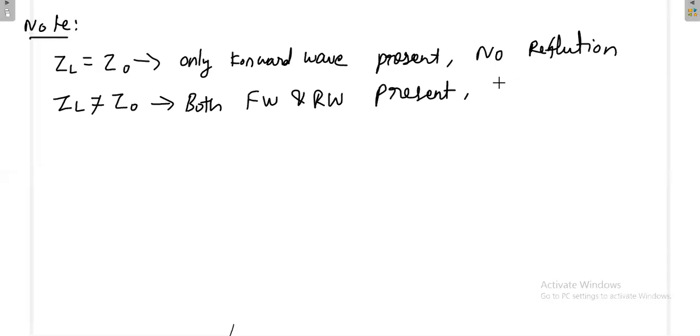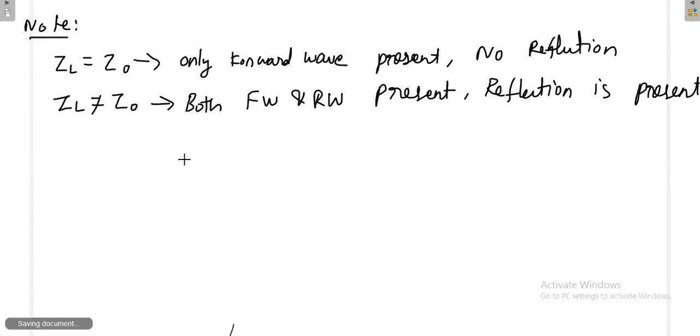Then what is the meaning of this one? Definitely reflection is present. So we have come to a conclusion. When load impedance is equal to Z0, only forward wave, no reflection. Otherwise, in all other cases, definitely reflection is there. But if reflection is there, we have to analyze the reflection coefficient and the standing wave. In future we will do that, in the next session.